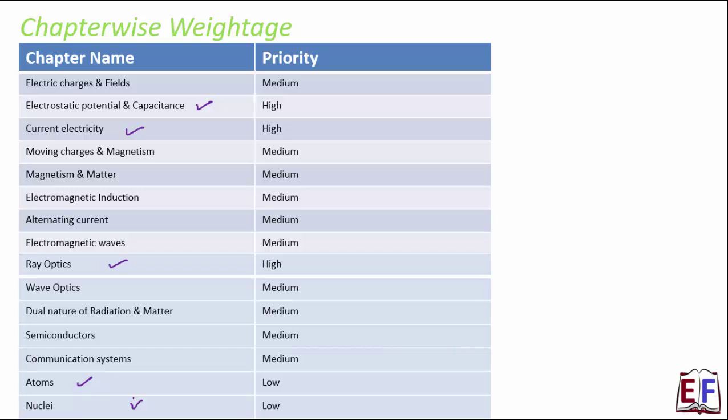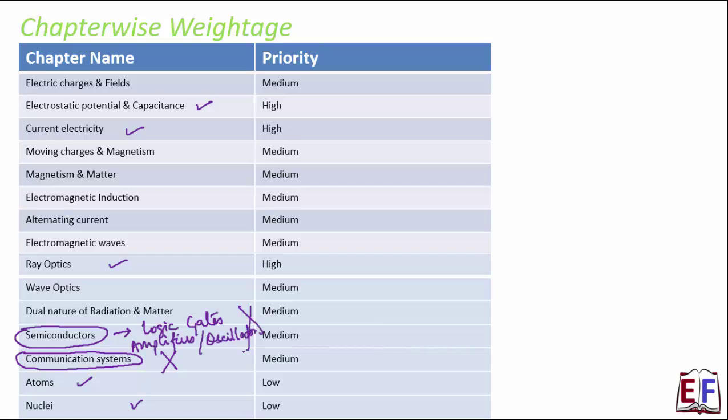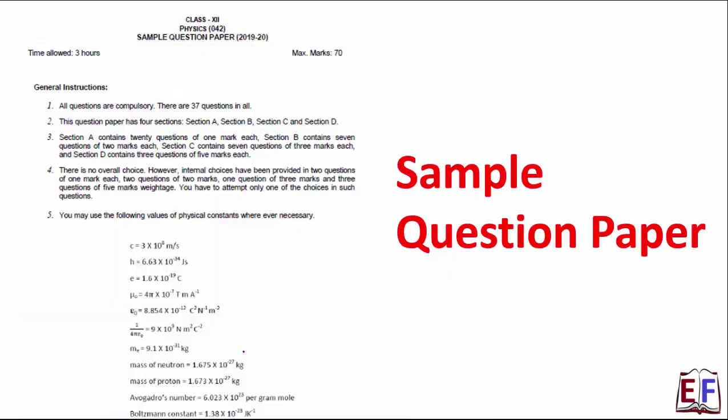Now, with regards to 2020 board exams, there are a few changes in the syllabus. For example, the lesson communication systems has been removed from the syllabus. Not only that, in the lesson semiconductors, a couple of topics have been removed, for example, logic gates, amplifiers, oscillators. So besides this, no major change in syllabus. Let us take a quick look at the sample question paper.